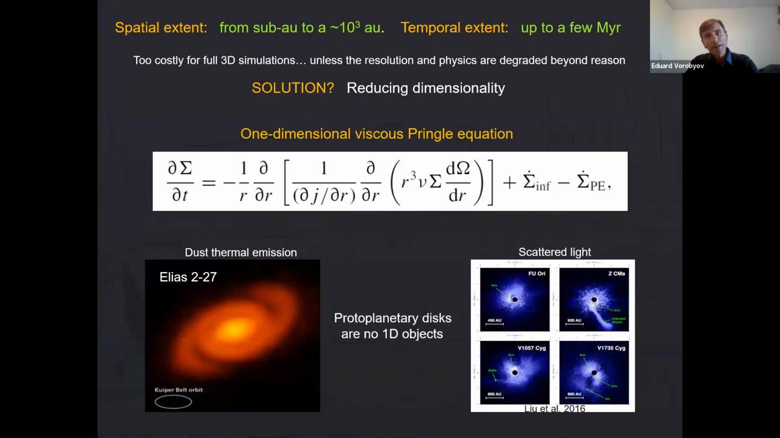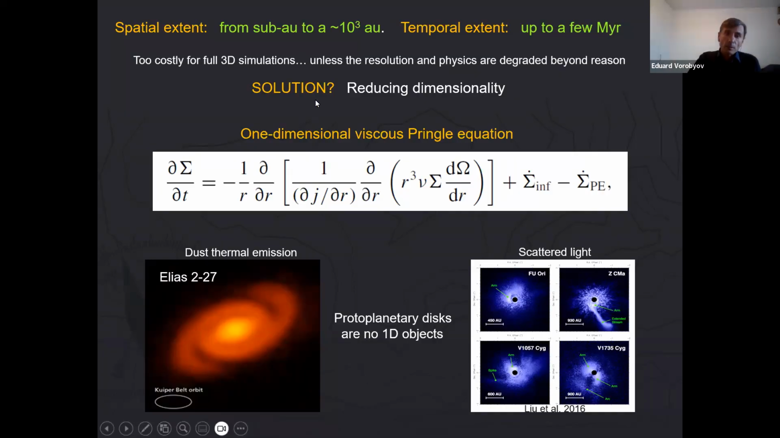The problem that we face when we want to model the disk formation, the protoplanetary disk evolution from formation till dispersal, basically, is the spatial scales. We have to deal with sub-AU scales to maybe 1,000 AU, and then the temporal extent is a few million years at least. It's too costly for full 3D simulations, unless we degrade the resolution and physics beyond reason.